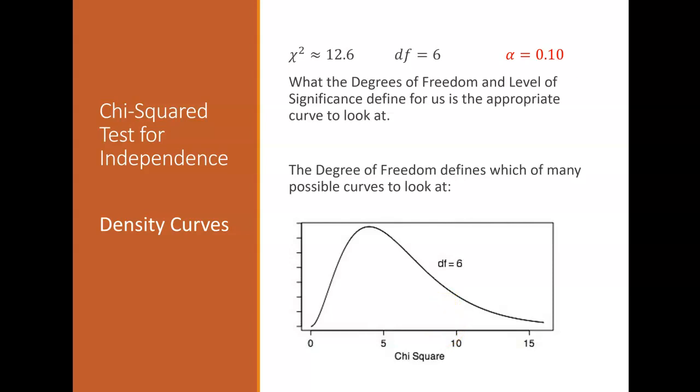Everybody's okay with that? And if we plot our chi-squared calculated value on the x axis and then shade to the right, the percent of the curve covered is our p-value. Okay? So as the chi-squared value gets bigger, the p-value should be getting smaller, right?